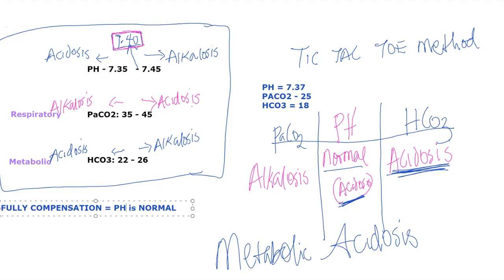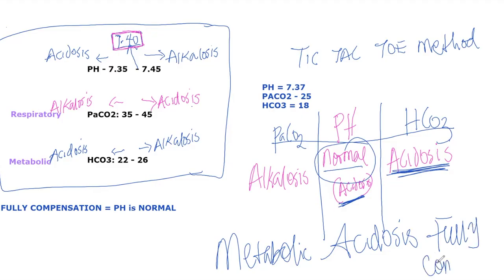A perfect example of it would be this example that we just did on this side. Remember, our pH is actually normal. So this is a metabolic acidosis, fully compensated. It's a fully compensated metabolic acidosis because my pH is beautifully normal. So that's our first kind of compensation. The other kind of compensation that we have is the partial compensation.